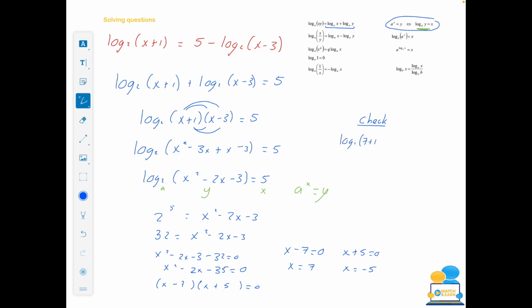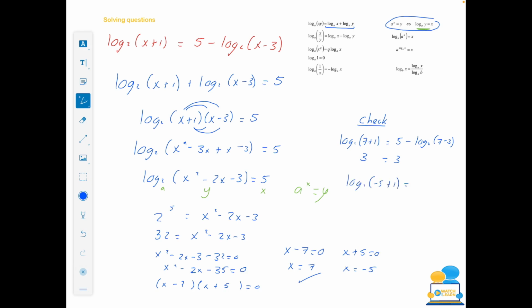So I'm going to sub in 7. So I'm going to say log to base 2 of 7 plus 1 is equal to 5 minus log to base 2 of 7 minus 3. Okay, I'll put the left hand side into my calculator. So that'll be log to base 2 of 7 plus 1. That gives me 3. And then 5 minus log to base 2 of 7 minus 3 also gives me 3. Okay, so that means x equal to 7 is a solution.